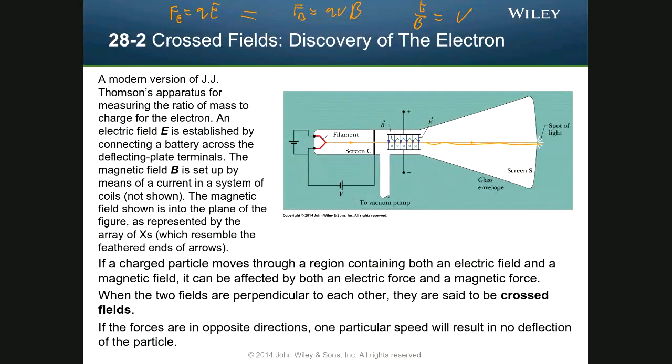So if we look at the deflection, in chapter 22, if you look back, we derived pretty simply using kinematics and other things and forces a deflection term, right? Q times E L squared over 2mv squared. You can go back and look that up. And now if you plug in V equal to E over B, you can actually solve for the mass over charge ratio. You get M over Q is equal to BL squared over 2YE.